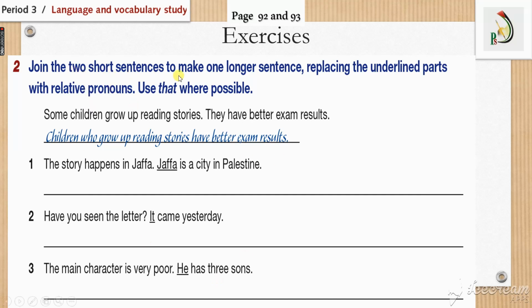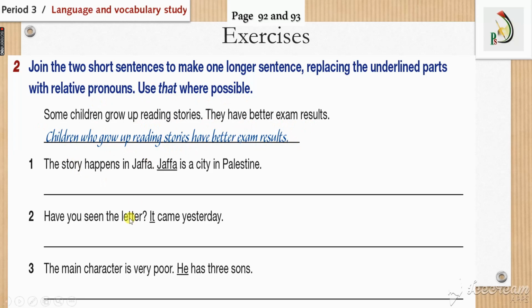Join the two short sentences to make one longer sentence, replacing the underlined parts with relative pronouns. Use that where possible. Some children grow up reading stories. They have better exam results. Children who grew up reading stories have better exam results. So you just have to join them meaningfully.